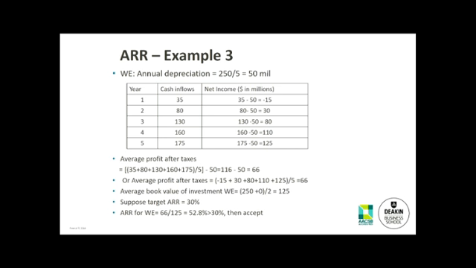52.8%, which is higher than your targeted rate. So what should you do? You accept this project. As long as it is higher than your targeted ARR, you accept it. Any questions up to this stage? Let's move to the next one.